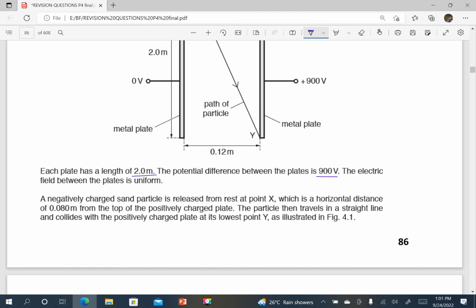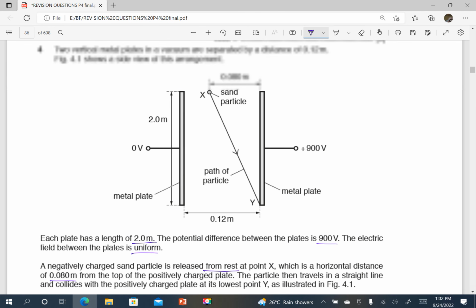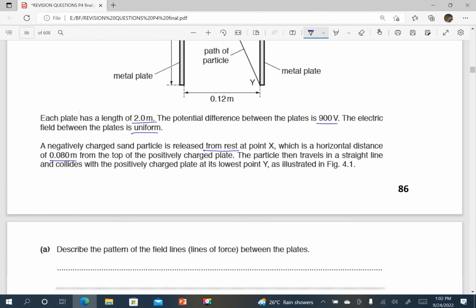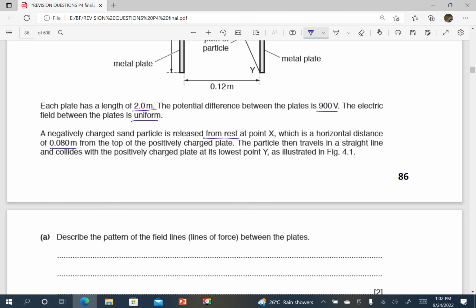The electric field between the plates is uniform. A negatively charged sand particle is released from rest at point X, which is a horizontal distance of 0.08 m from the top of the positively charged plate. So X is 0.08 m from the other plate on the right. The particle then travels in a straight line and collides with the positively charged plate at its lowest point.